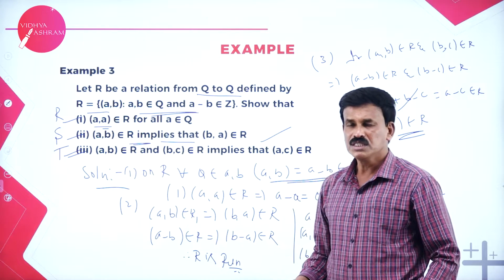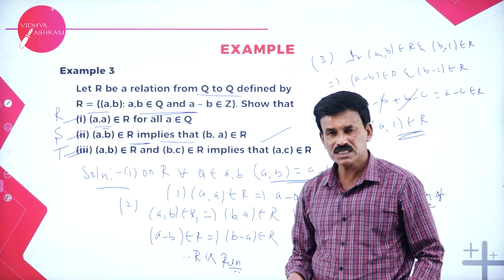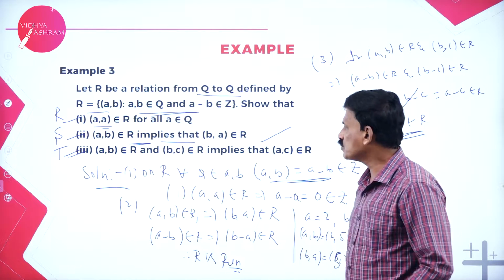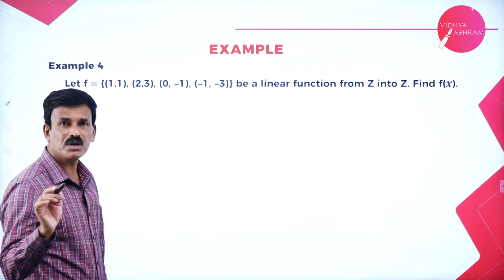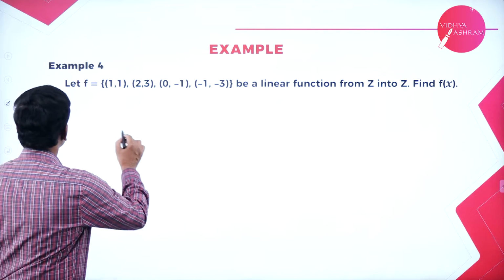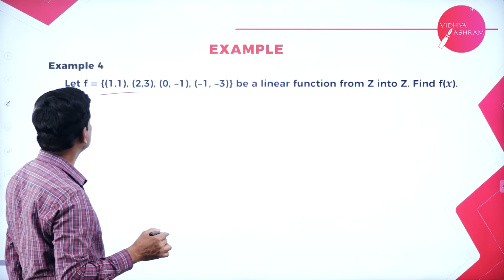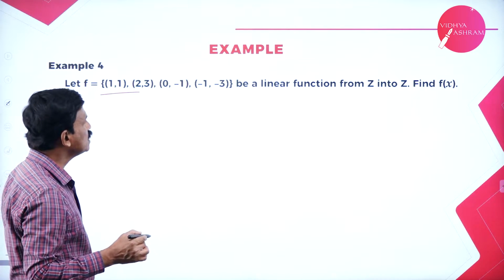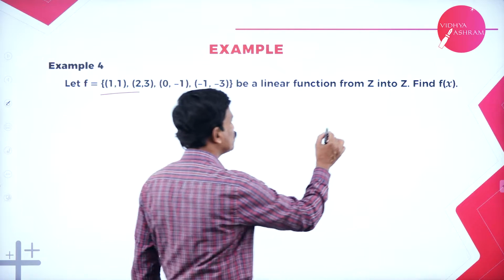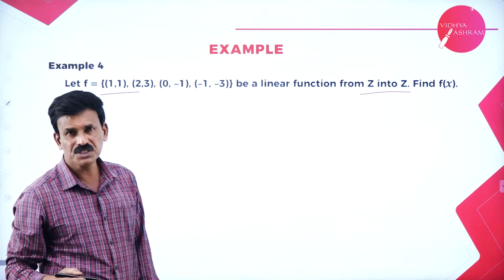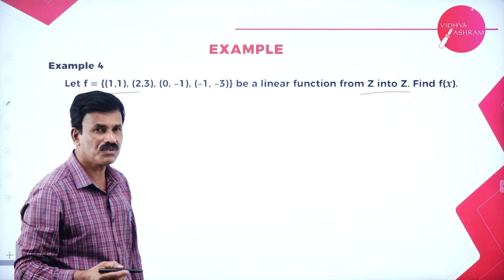You might have studied these in your previous classes, or you can study this in your second PUC. Okay. Now, what is the problem given? Just go to the problem. Let f, with the points (1, 1), (2, 3), (0, minus 1) and so on, be a linear function from Z to Z, set of integers to set of integers. Find f of x.